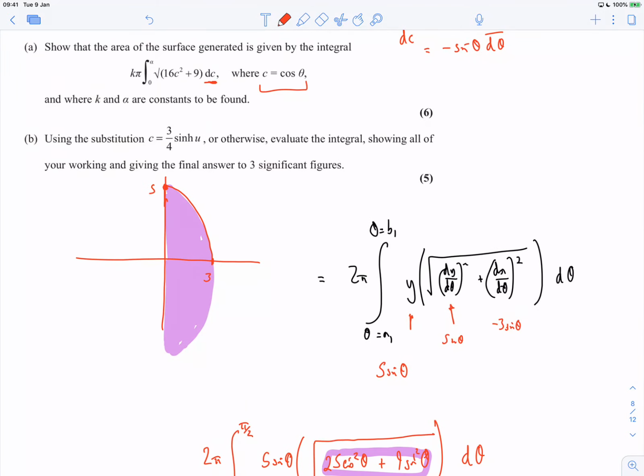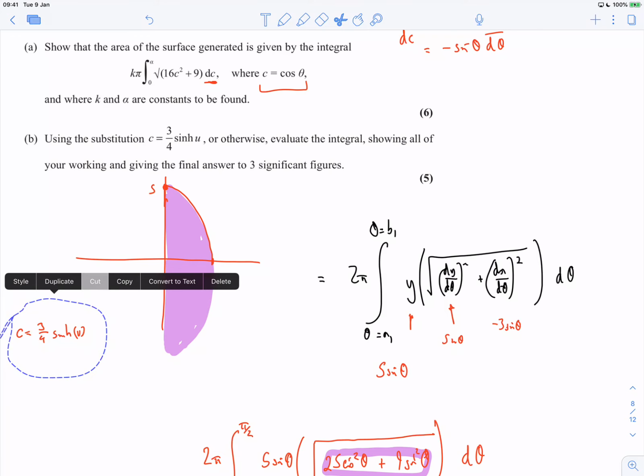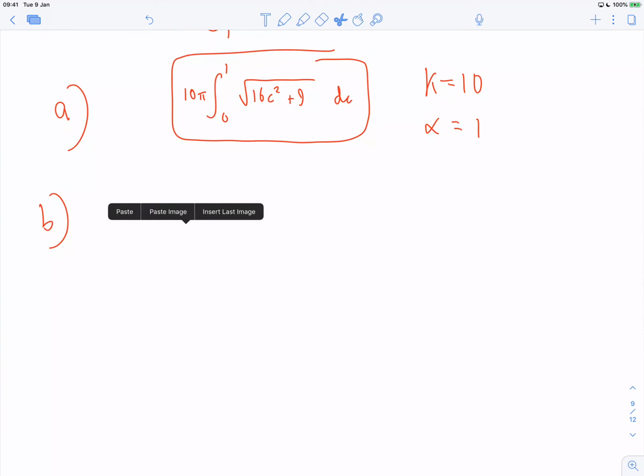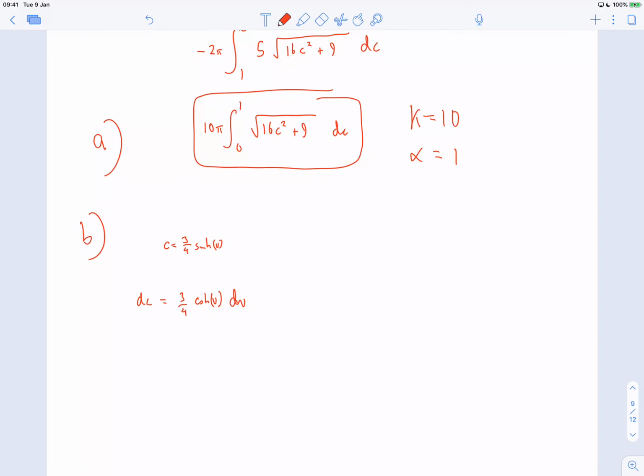Part B. Using the substitution, c equals 3/4 of sine u, or otherwise, evaluate this integral and give your final answer to 3 significant figures. Well, that's not nice. Cool. Right, so if c equals 3/4 of sine u, then dc is going to equal 3/4 of cos u du. Right, so we're going to have 10 pi of the integral of, well, when c is 1, that means sine u equals 4/3. So this is going to be the inverse sine of 4/3. And when c is 0, then u is 0, because inverse sine of 0 is 0.